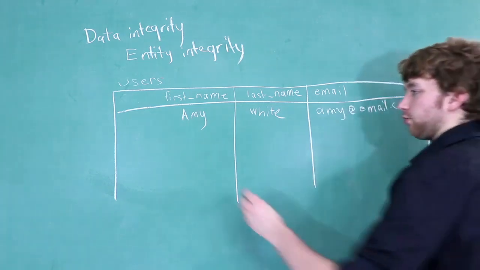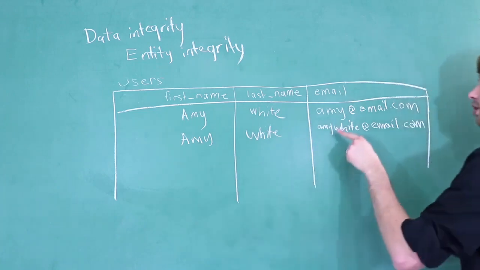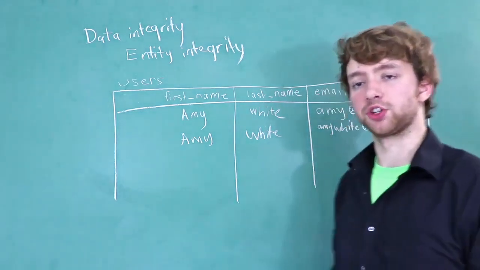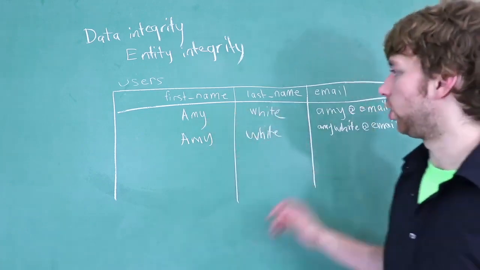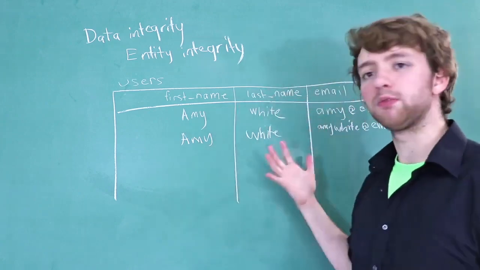Now let's say we have another row here. And this is another Amy White with her email amywhite@email.com. And this brings up the interesting question, is this the same Amy with 2 emails? Or are these 2 separate Amys? And in this situation, you can't really tell.